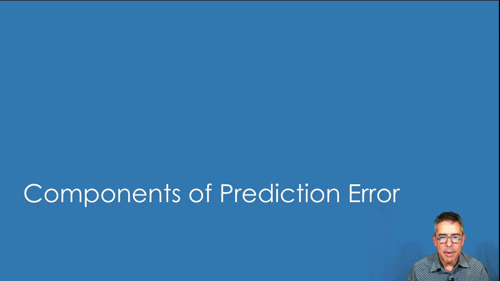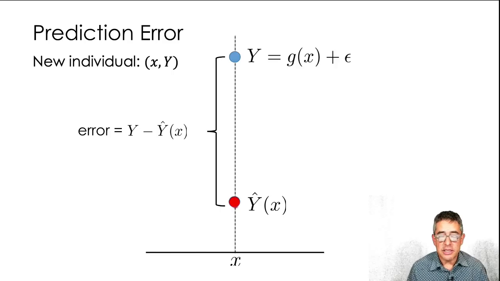So we're going to wrap up our lecture today by looking at the structure of the error in our modeling process. We're going to look at what are the components of our prediction error. So let's remember where we were.